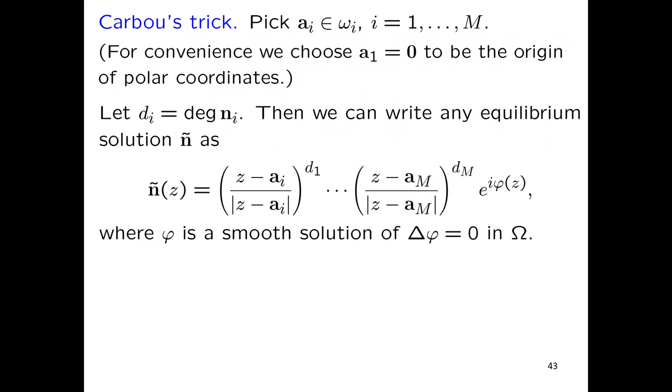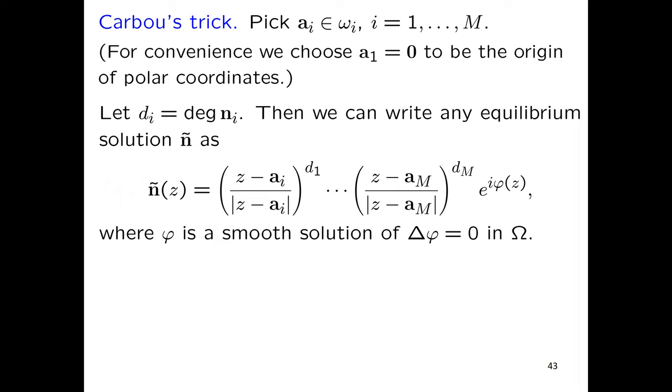And phi is a smooth solution of Laplace's equation in omega. So you see, the problem is that the capital Phi is going to be locally a solution of Laplace's equation. But as you go around, it could change by multiples of 2 pi. And this is a trick for removing those multiples of 2 pi and leaving you with a solution to Laplace's equation on the whole of the exterior domain.